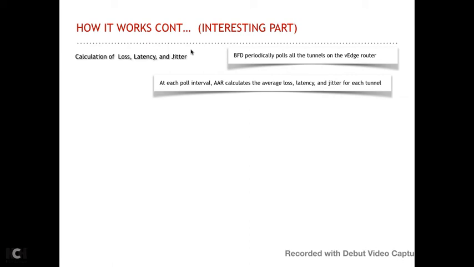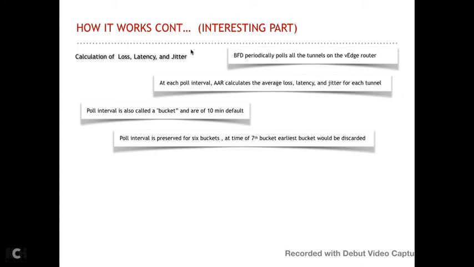So application aware routing calculates the average. Why I'm saying average? Because the poll interval, as I said, is a bucket, right? So it's a bucket of 10 minutes. If I say 10 minutes, you can think that for every 1 second you are sending a VFD packet between your devices. So for 1 minute you have 60 packets, right? And in 10 minutes? 600 packets. So 600 packets are stored in a virtual bucket which is called a poll interval. Understand? So after 10 minutes, you get one poll interval.